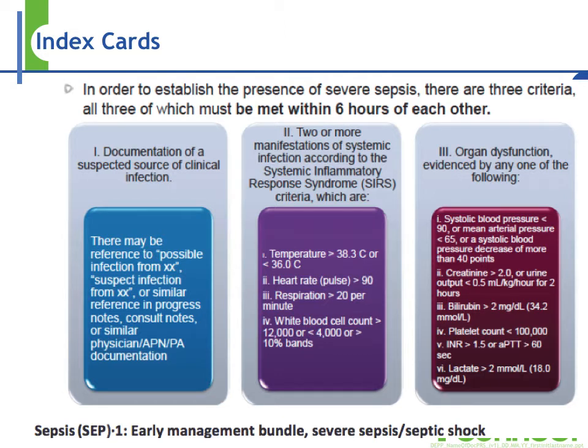It could mean kidney dysfunction, acute kidney injury, where the creatinine is greater than 2 in a patient with previously normal creatinine. It could be shock liver, where the bilirubin is greater than 2 in a patient without any history of liver disease. And less commonly, it might be abnormal platelet count or prolonged PT or PTT. Again, all three of these items have to be present within 6 hours.